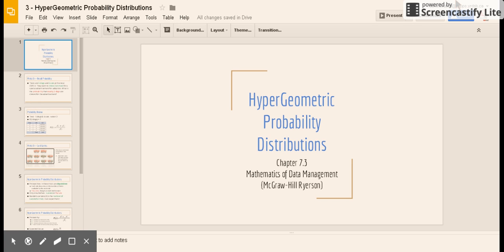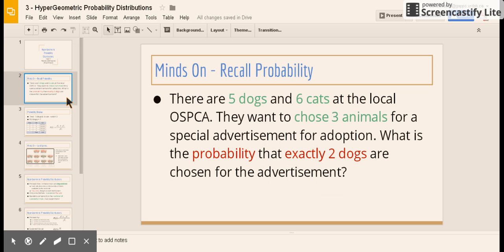All right, guys, here's the last lesson in our probability distributions unit. These are hypergeometric probabilities. So, first of all, let's recall what we know about probability.